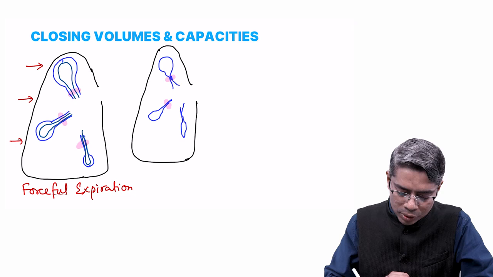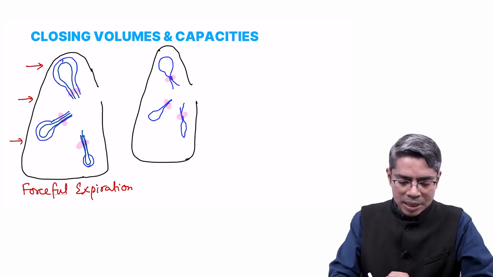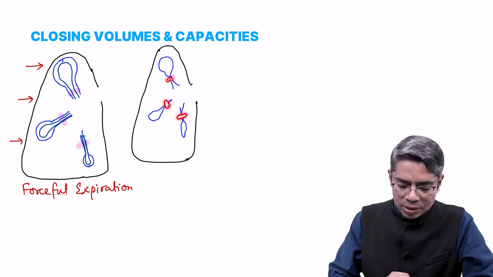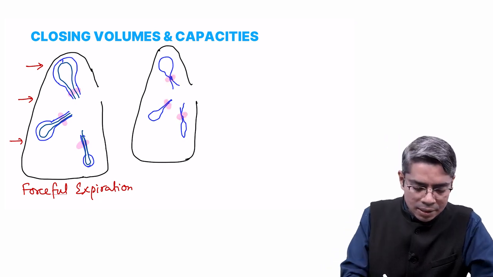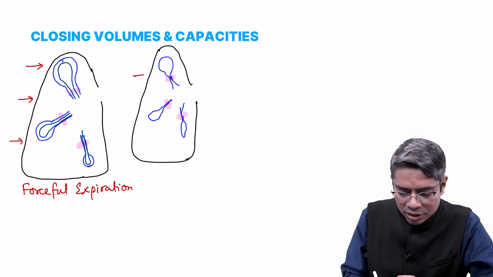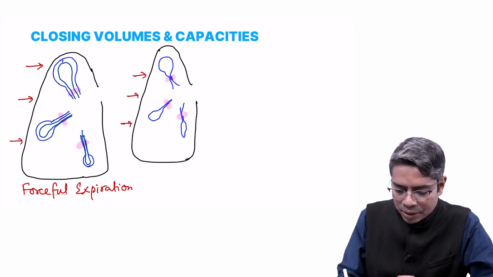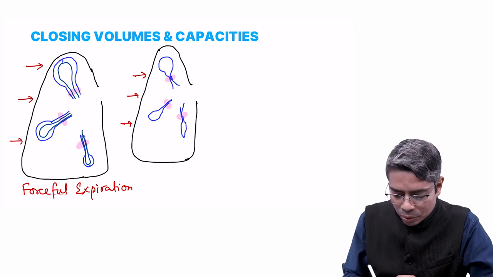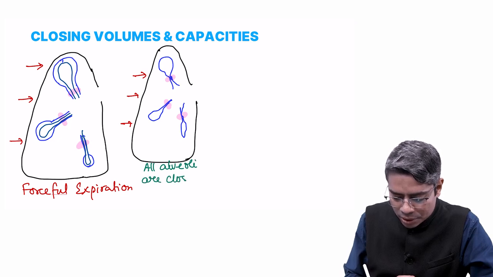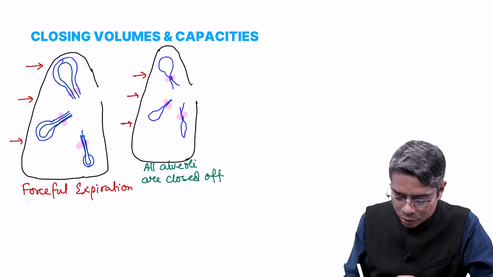Now, whenever these bronchioles are getting collapsed in the basal part, middle part as well as apical alveoli, I can say that in this condition, because of this forceful expiration, what has happened? All the alveoli are closed up. All alveoli are closed off.